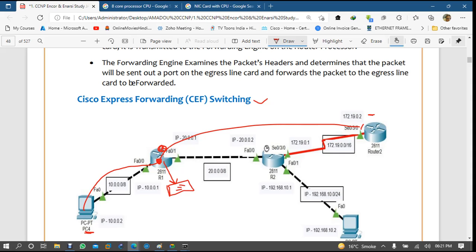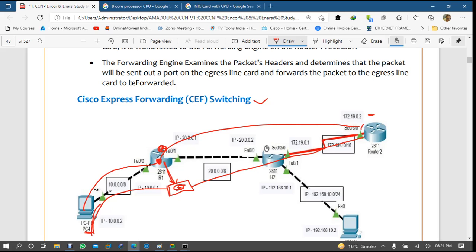And now CEF is saying that if you want to go, you can come to me, and I know where to forward, and I have copied that information. Who gave me this information? The routing table. So the router has done the first-time process, and now the router is silent.